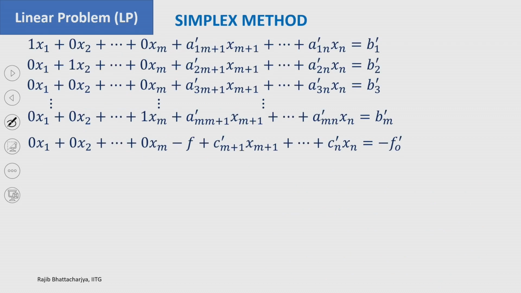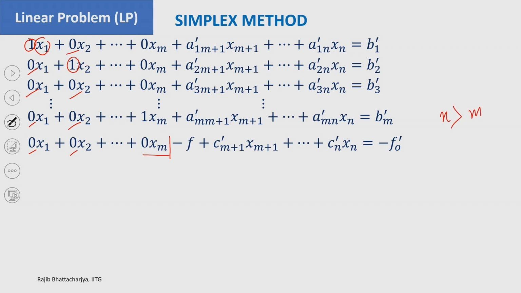Now, if we apply row operations, I can make the coefficient of x1 as 1 and for the other equations it is 0, including the objective function. Similarly, the coefficient of x2 in the second equation is 1 and for the other equations, including the objective function, it is 0. I am taking this up to m because in this case the number of variables is greater than the number of equations.